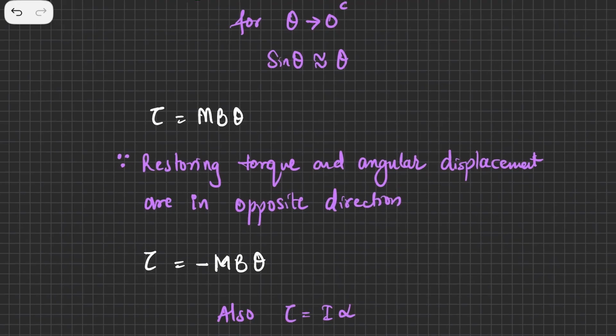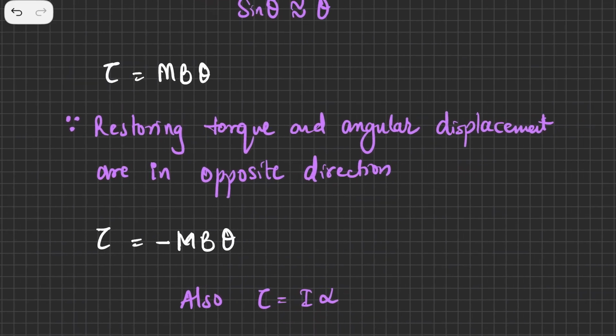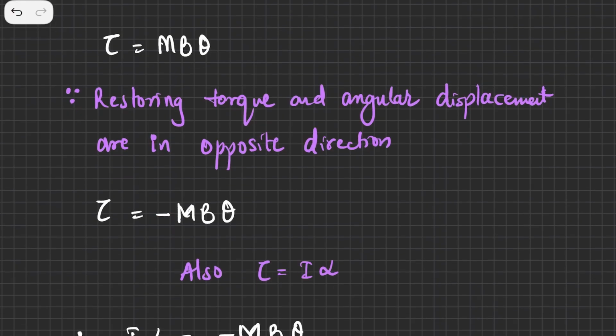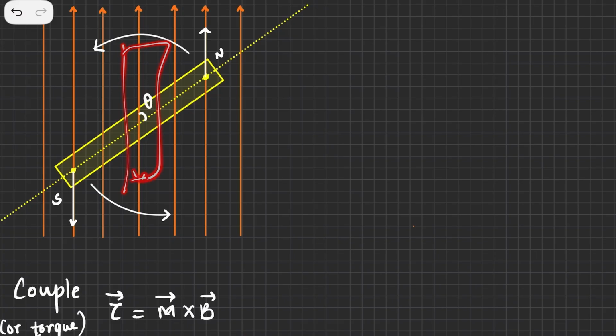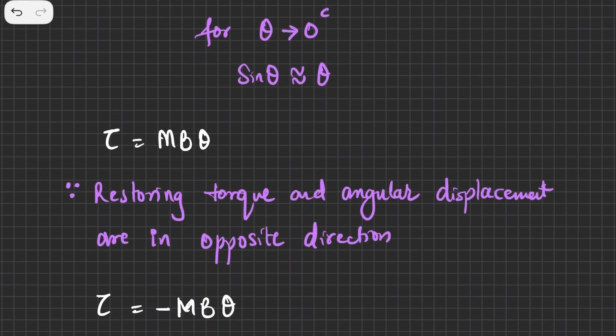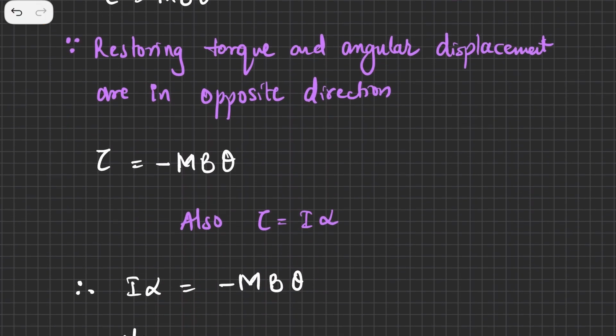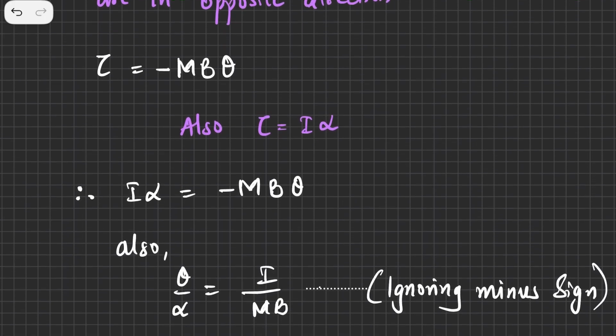Now there is one important thing for direction. Your restoring torque is always in the opposite direction to the angular displacement. So tau and theta are always in the opposite direction. That's why we are using a minus sign in the equation. Whenever you rotate this magnet from its equilibrium position, say you are rotating it here, the restoring torque is developed here, and the angle is towards the clockwise direction. Because theta and torque are always in opposite directions, we write a minus sign over here. However, we are going to ignore that minus sign in a short time.